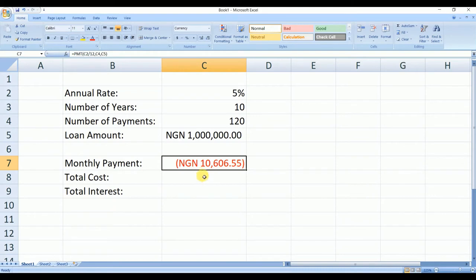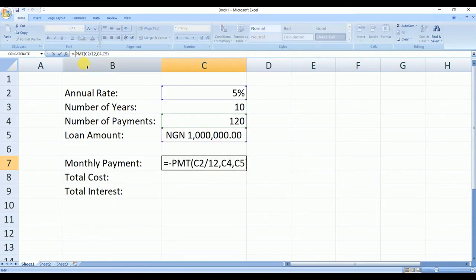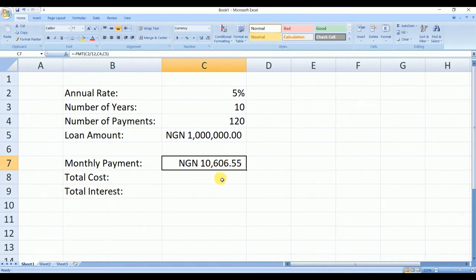So what I'm going to do is to remove the brackets. I'll come over here and put minus in front of that and press OK. So the system now shows it the way it should be. So now this is what we're going to pay every month.